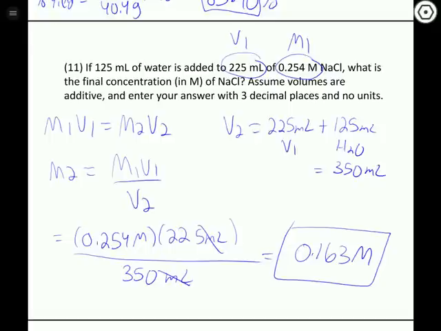Yes? What if it wasn't set up where it's like milliliters? If it wasn't set up like milliliters over milliliters, when you're using M1V1 equals M2V2, you're always going to have a ratio of two quantities involved when you're solving for it. Those have to have the same units. So before you put them into the equation, you need to make sure their units are the same. Here they're given to you as milliliters, so you don't have to convert them. But when you're doing that, make sure the units always divide out. You're left with molarity, which is the unit that you're looking for.